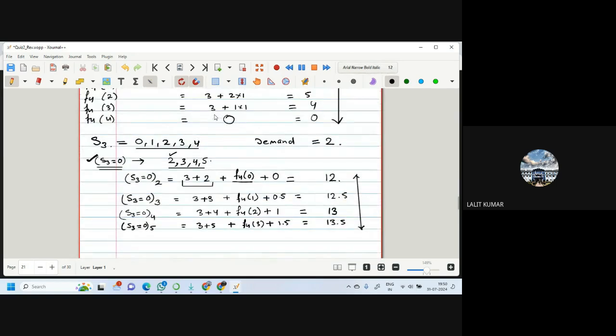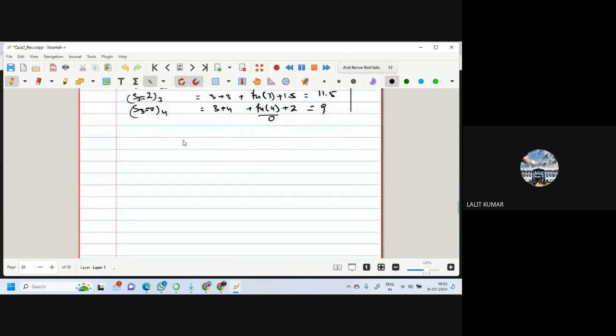Now how many S3s are left? Take 3 and 4. Now if S3 is equal to 3, how many can I order? I can order only 1, 2 and 3 only. 0 also, right? 0 also, yes. Okay.